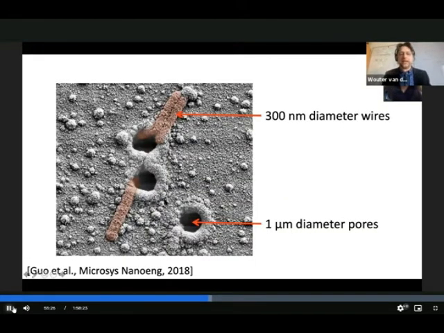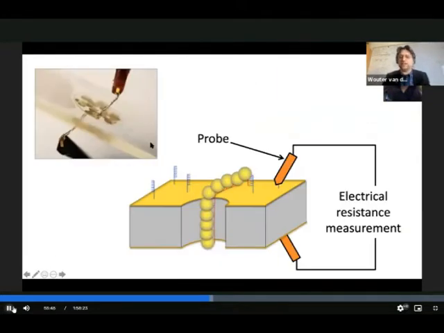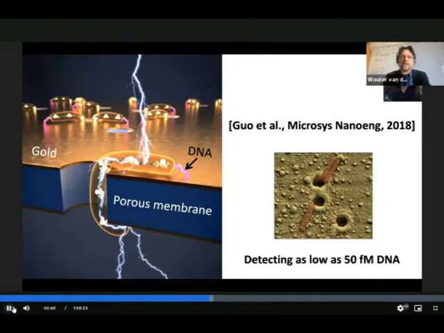This is how it looks in the SEM. You can see here was 1 DNA strand, and here was another one and a third one. You cannot see the DNA strand because they are now coated with the gold. Coating with gold creates a gold nanowire of typically 300 nanometer thick going through this 1 micrometer diameter pore. And you can actually measure that. Here is a cartoon showing how that is done.